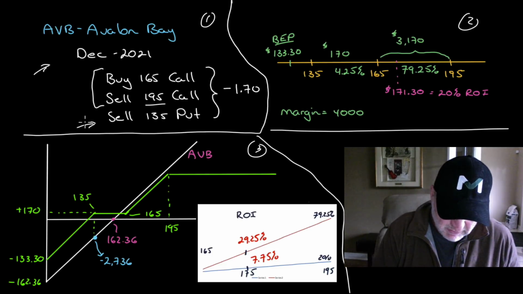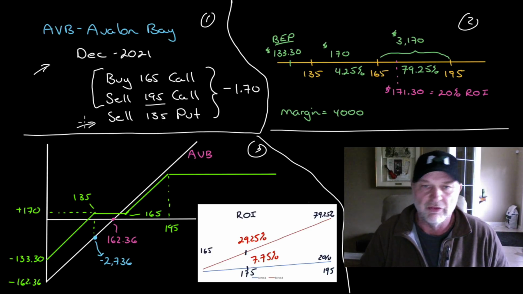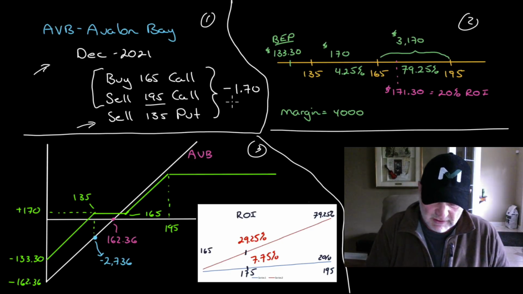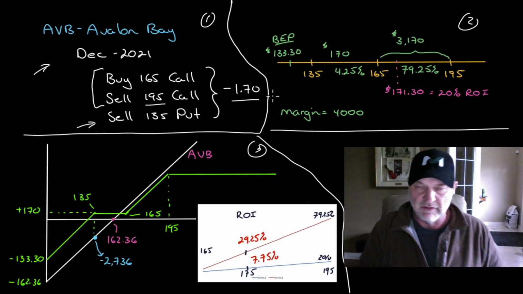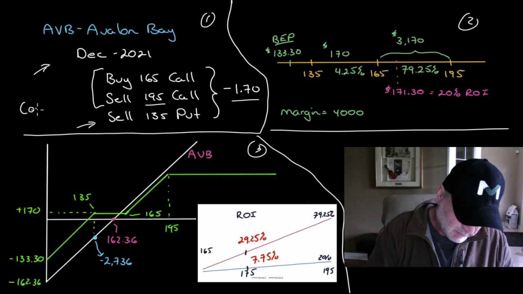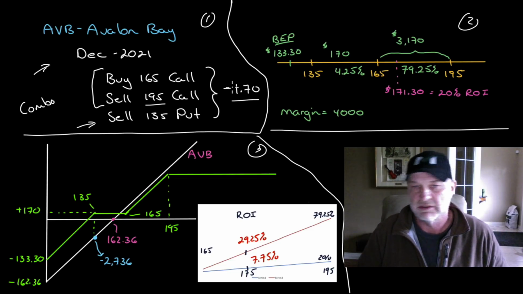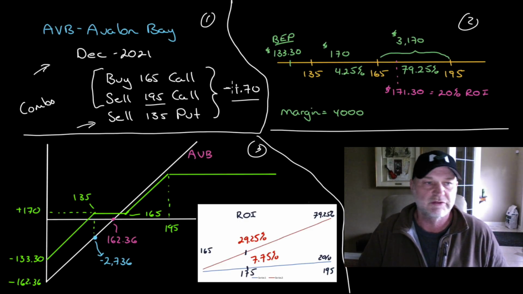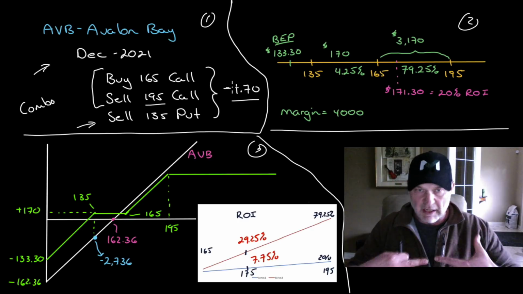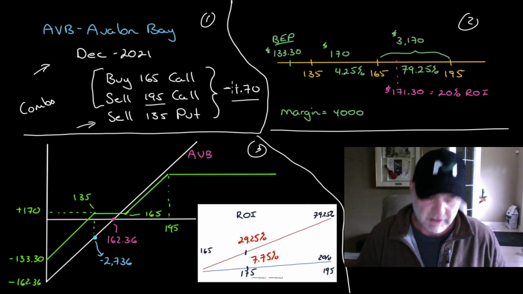I'm going to finance it with an out-of-the-money put. I'm going to sell a 135 put. This is negative 170, which means if I put one of these on, this is called a combo, I will get $1.70 per share. All options are for 100 shares, so I will get $170, less, of course, transaction costs.